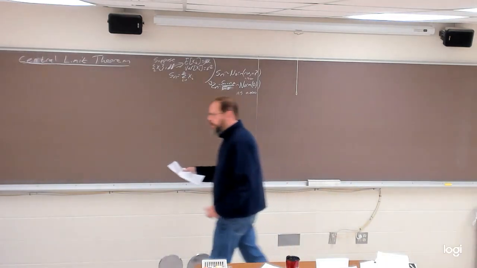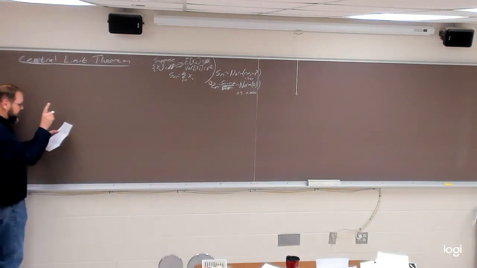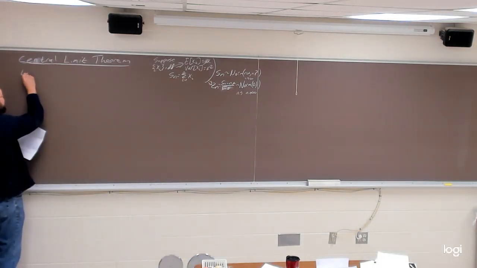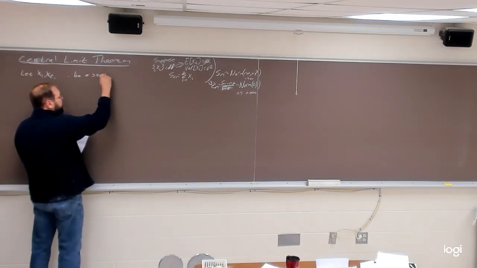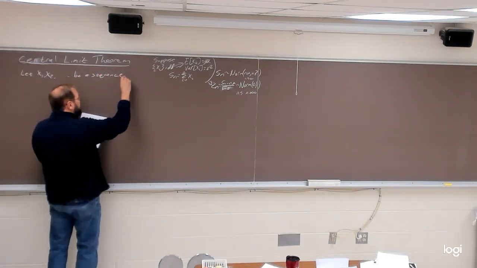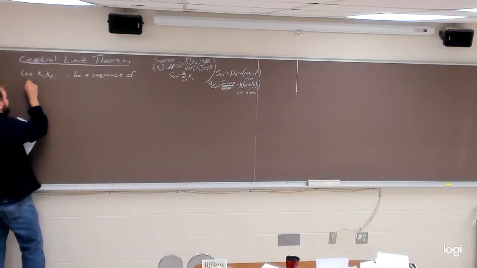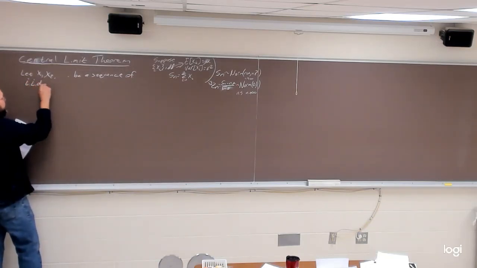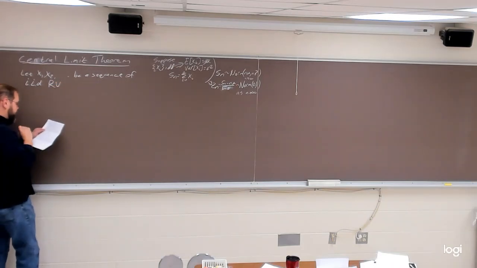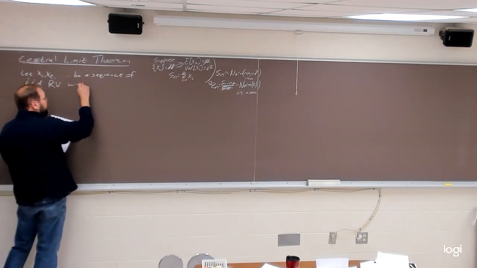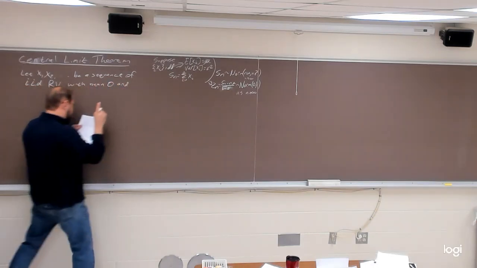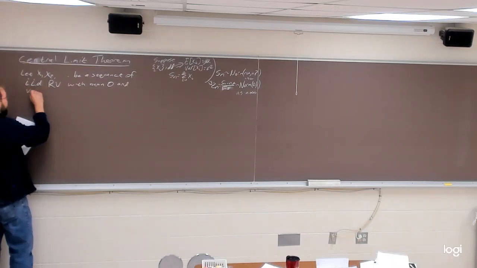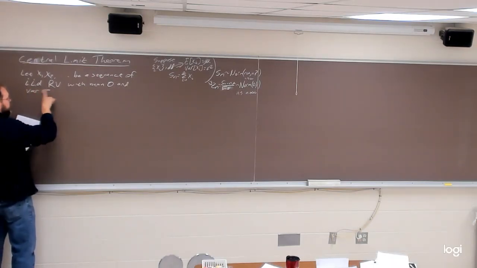All right, let's take care of this. So, central limit theorem, let's give the statement. Let X_1, X_2, ... be a sequence of independent and identically distributed random variables with mean 0 and variance sigma squared.